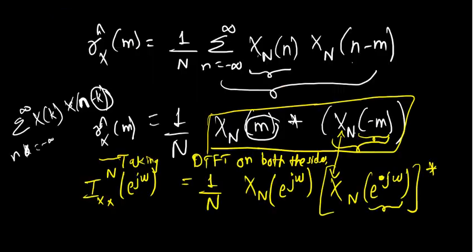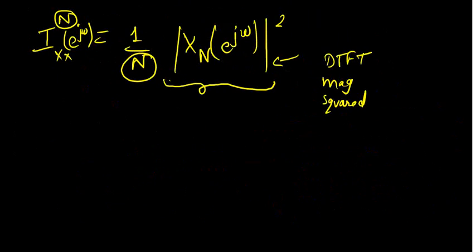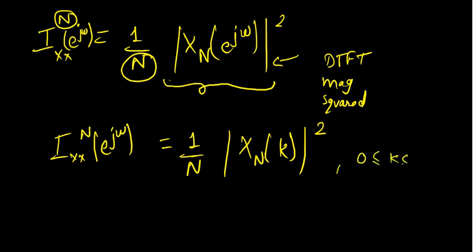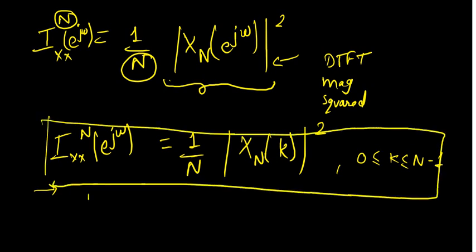What was our target? Our target was to express the periodogram directly in terms of x of n. So we did it. Let's see further things. Now using the DTFT, because we know the relation between DFT and DTFT, in terms of DTFT we can write something like this: 1 over n, it will be X_N of k. In the DTFT we are having the finite length, so it will be k, and this will range from 0 to n minus 1.